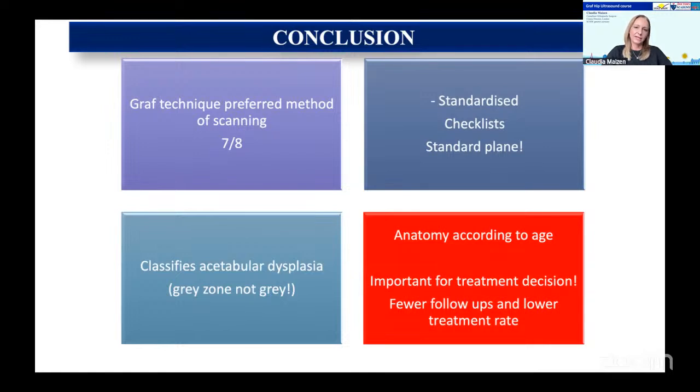And what we also know from large studies, depending on geographical location, is that if it is used appropriately and in a universal screening model, then you have fewer follow-ups and a lower treatment rate in comparison to the literature.